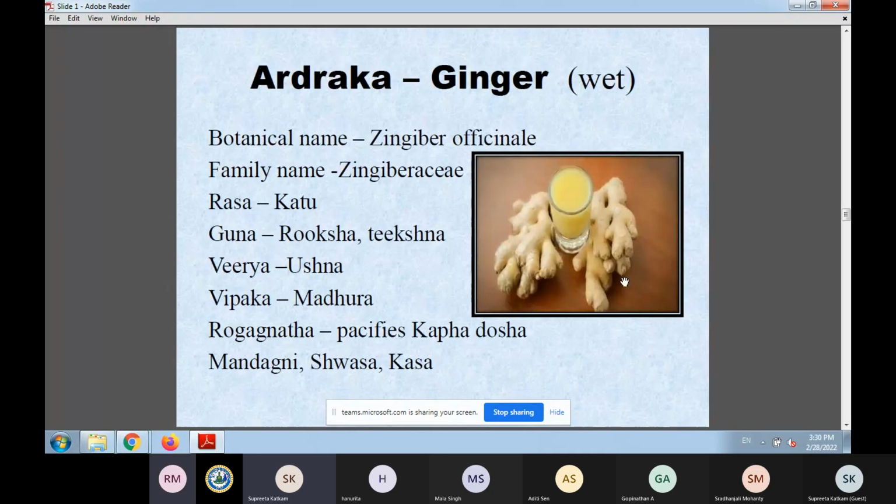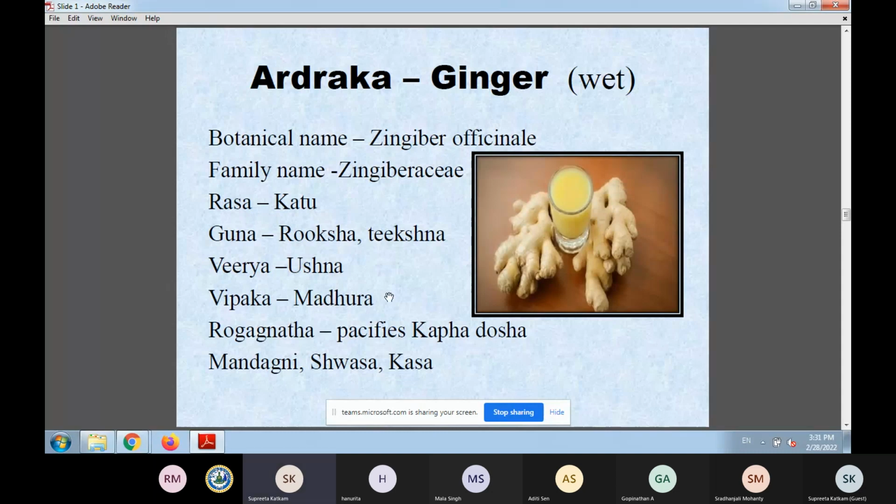Ardraka is ginger in its wet form. The botanical name of that is Zingiber officinale, family Zingiberaceae. Now we need to understand it. It has Katu Rasa. Guna is Ruksha and Tikshna. Ruksha is dry. Tikshna means it has the penetrating capacity. It is Ushna Virya and it undergoes Madhura Vipaka.